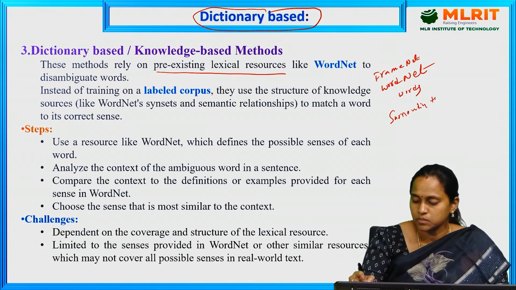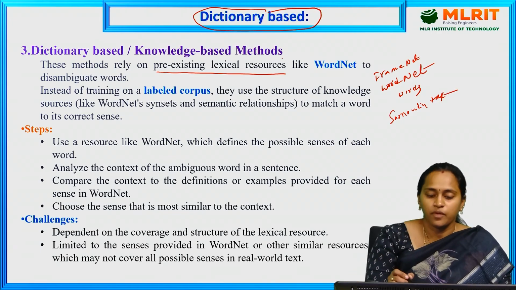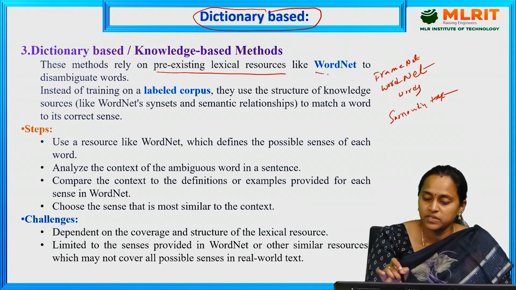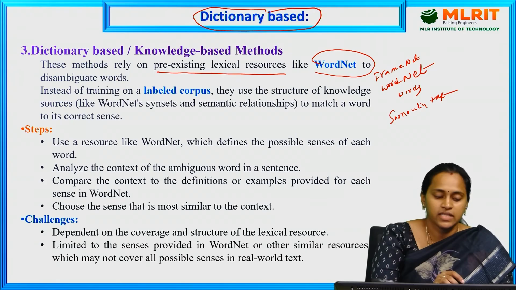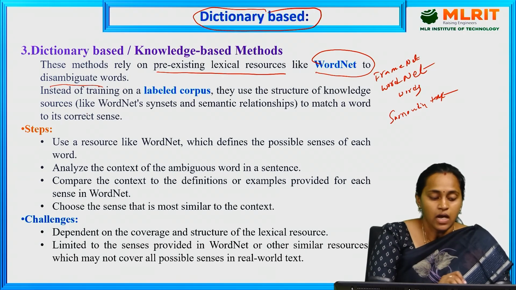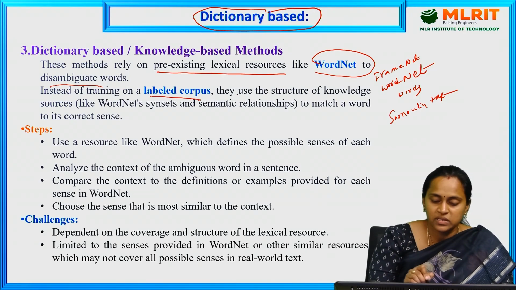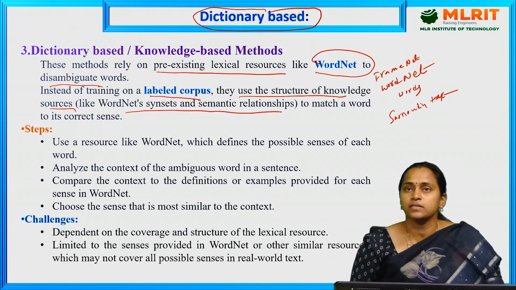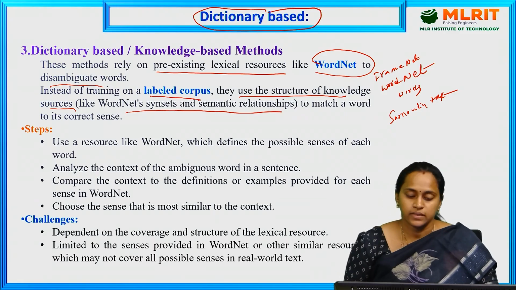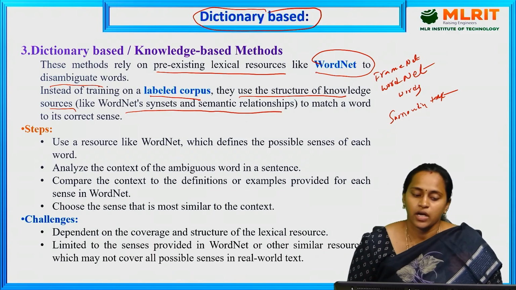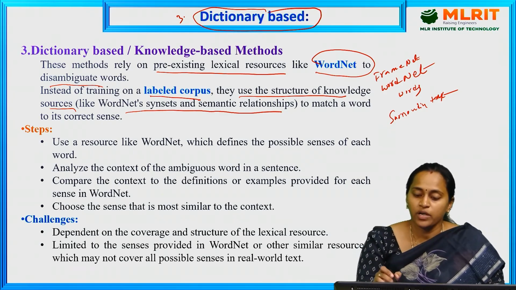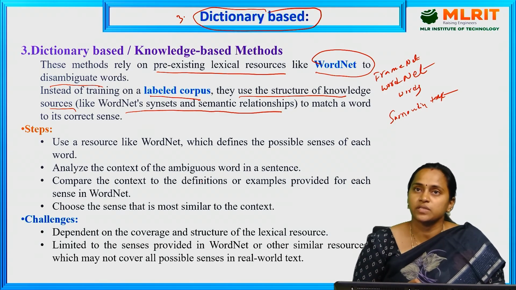So we are not developing any data sets here. We are using already developed data sets, WordNet and FrameNet, to disambiguate words. Instead of training on a labeled corpus, they use structured knowledge sources like WordNet, FrameNet and semantic relations to match a word to its correct sense. In this dictionary based approach, we are not using any labeled data sets. By default, you are using lexical resources like WordNet.